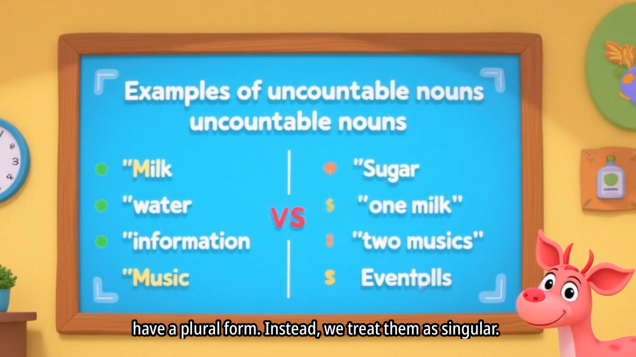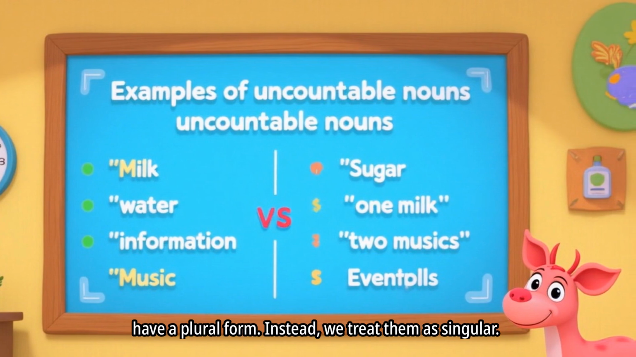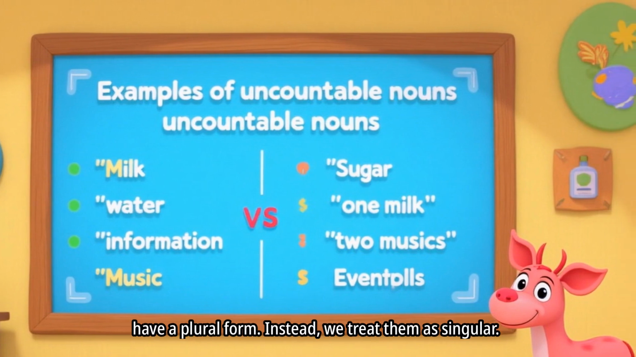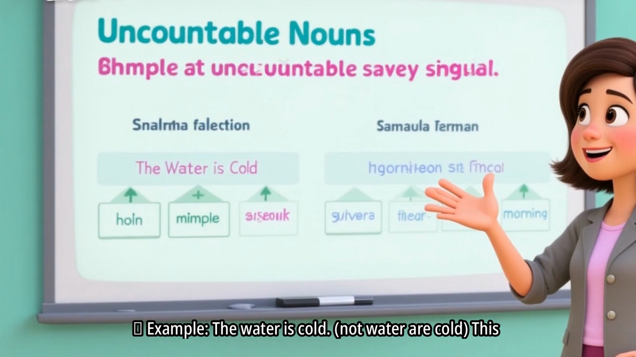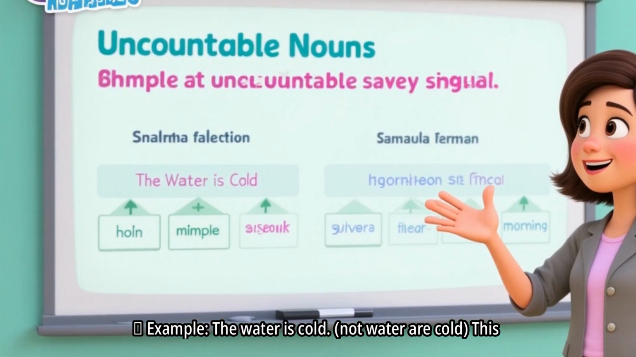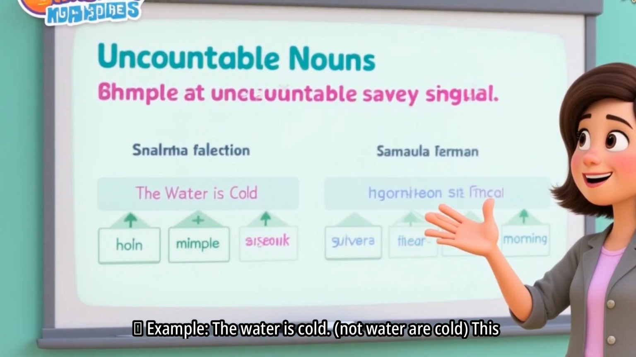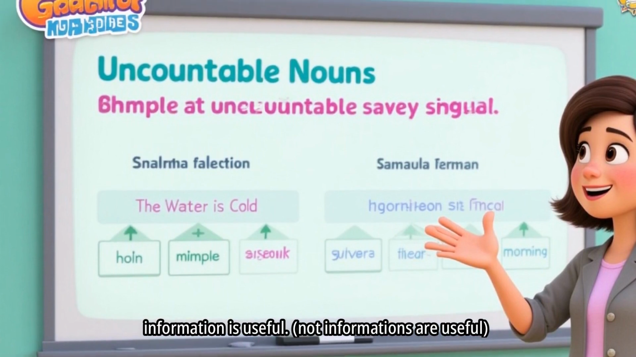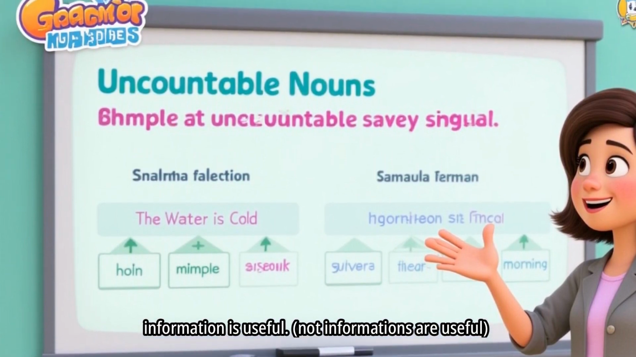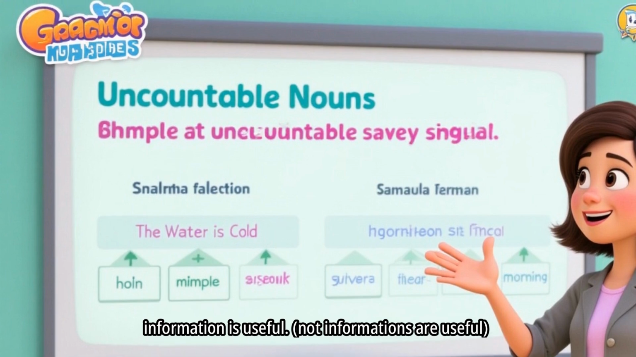These words do not have a plural form. Instead, we treat them as singular. Example: the water is cold, not water cold. This information is useful, not informations are useful.